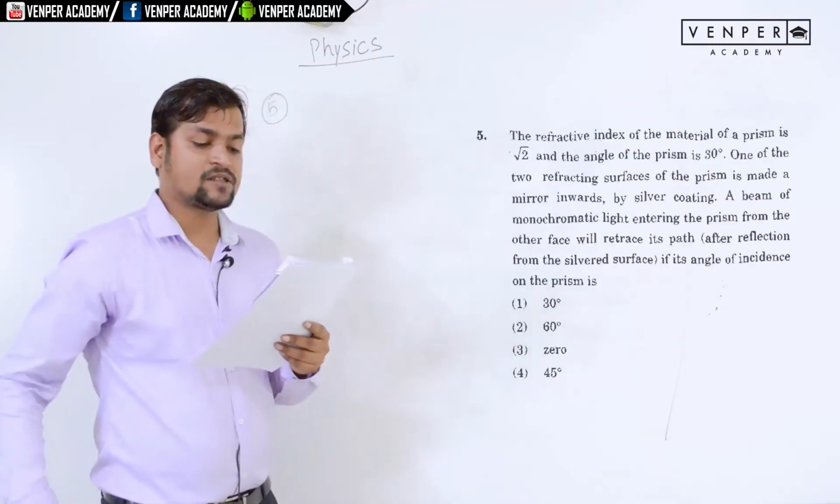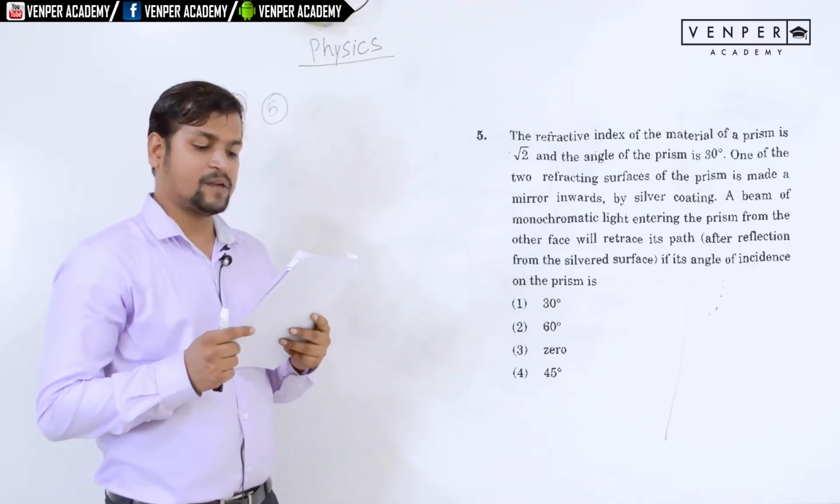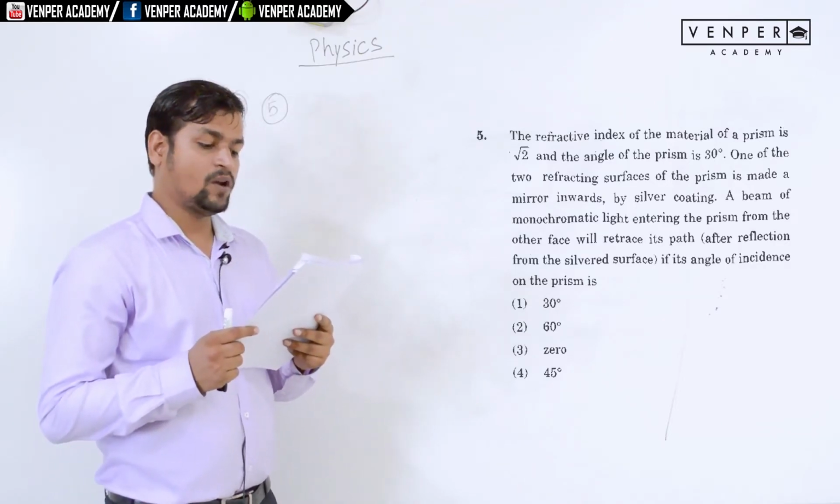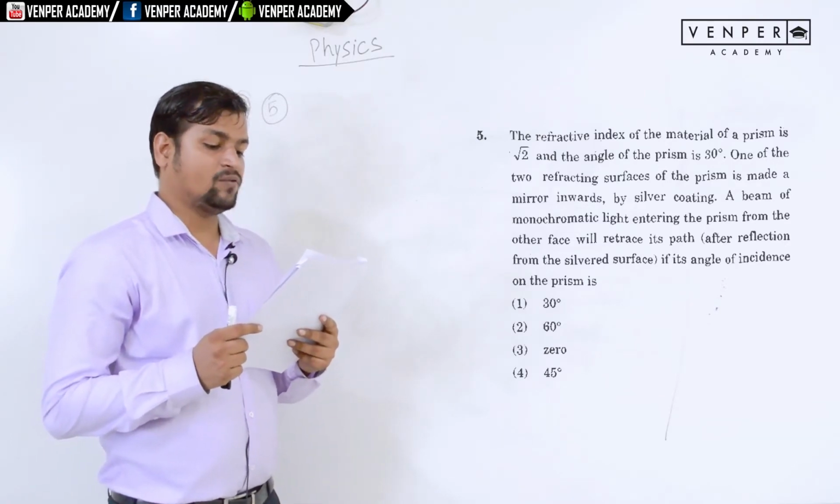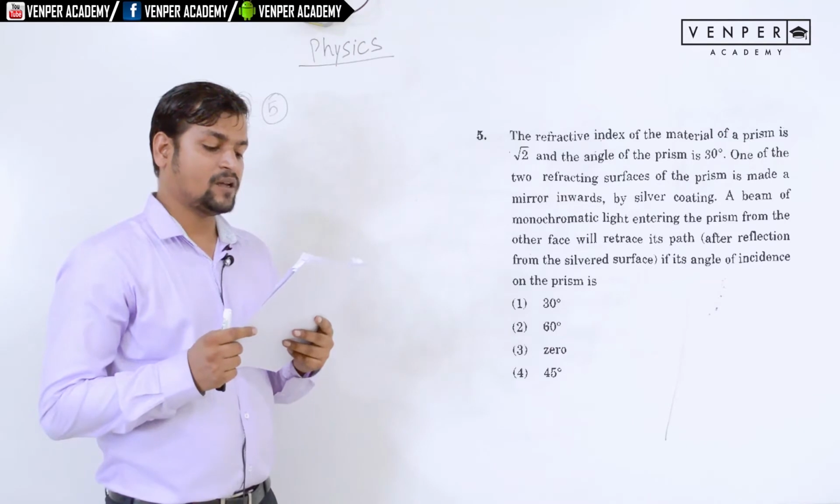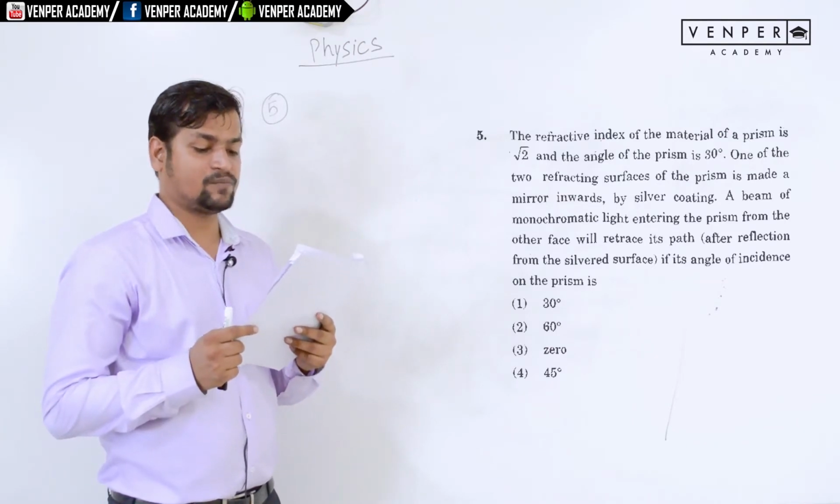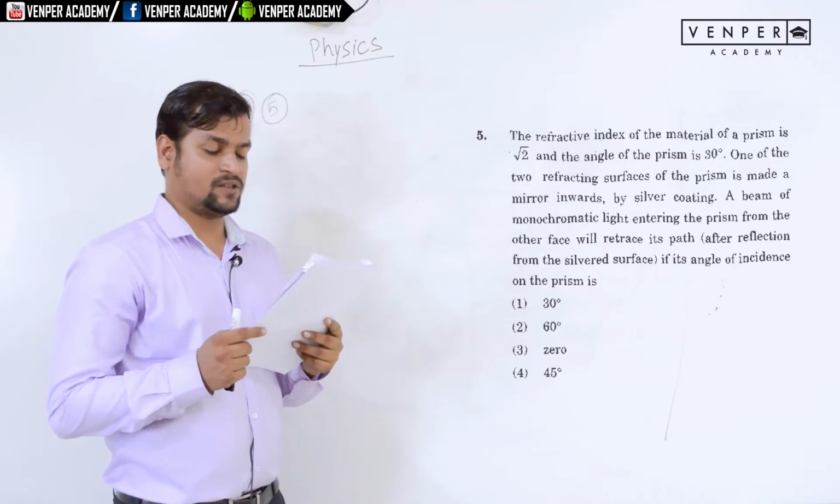The refractive index of the material of a prism is root 2 and the angle of prism is 30 degree. One of the two refracting surfaces of the prism is made a mirror inward by silver coating. A beam of monochromatic light entering the prism from the other face will retrace its path if its angle of incidence on the prism is.